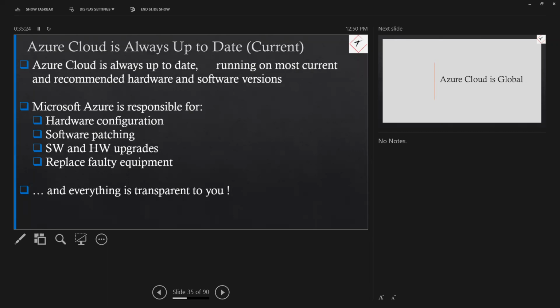and all on most current and recommended hardware and software versions. They are responsible for software upgrades and hardware upgrades. They are responsible to replace faulty equipment, and everything is transparent to you.